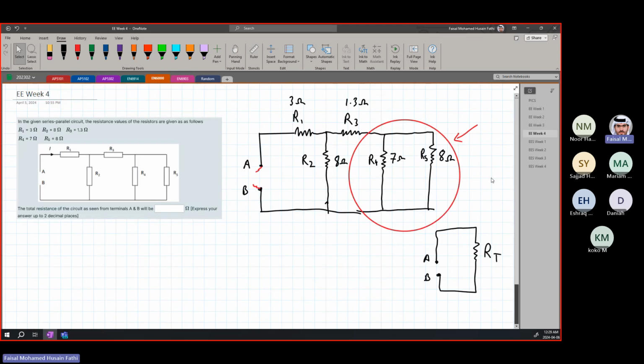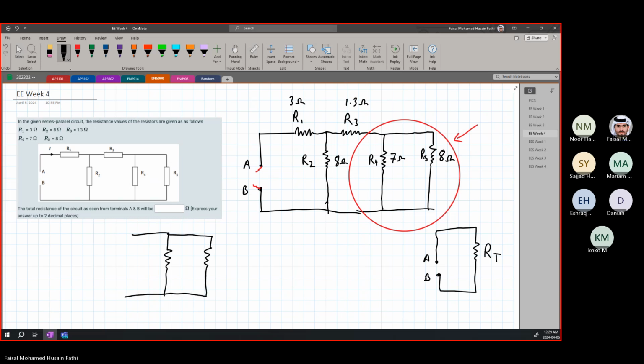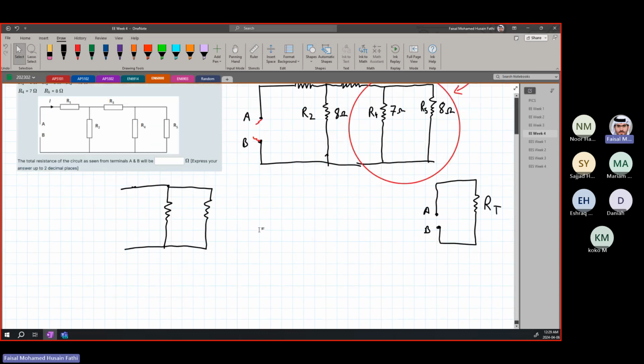Some said series and some said parallel. Mariam, why do you think these are in series? I am very curious how you can see these are in series. Let me just draw this part again, okay? So we have it like this. This is R4 and R5. We're only looking at R4 and R5. Now, are they in parallel or in series, Maria?